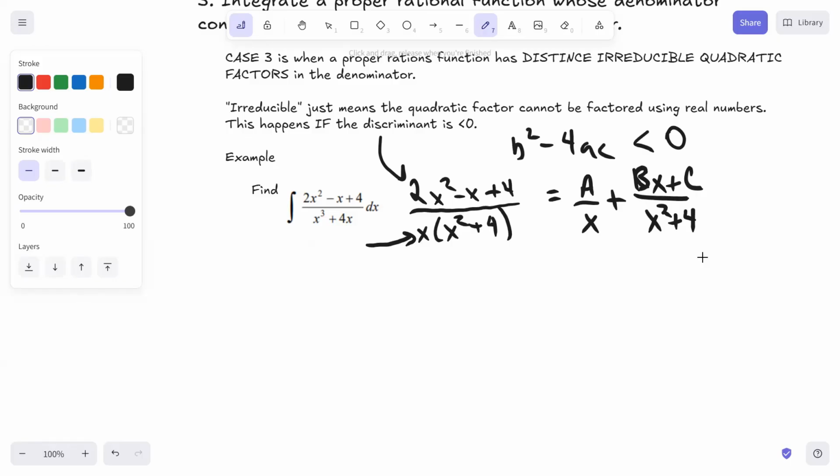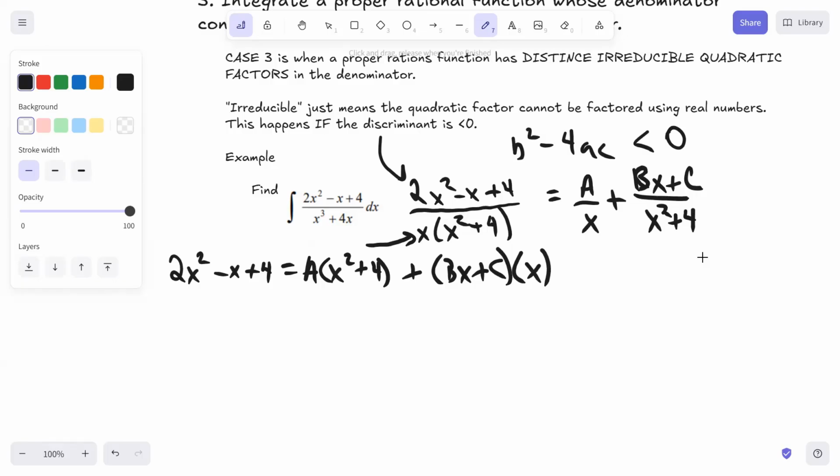So we're going to do the same process from here on out as we did in case 1 and case 2. We're going to multiply it by the common denominator. So you'd end up with 2x squared minus x plus 4 equals A times x squared plus 4 plus Bx plus C times x. Now, if I pick the strategic value of x equals 0, then you would just have 4 equals 4A, because the Bx plus C term is multiplying by 0, so that's going to make it 0. So this means A equals 1.